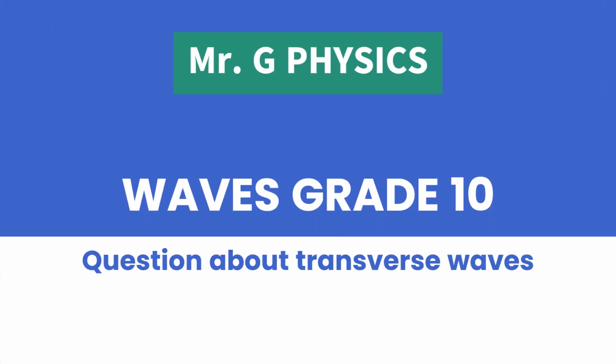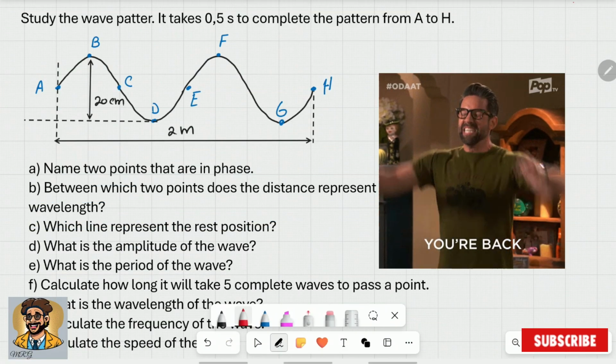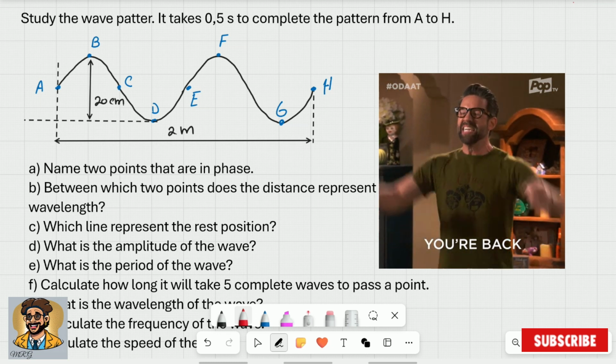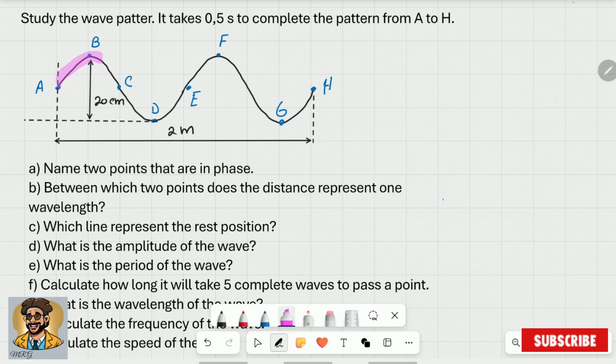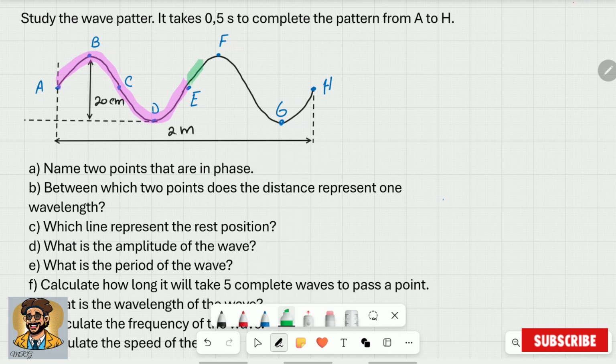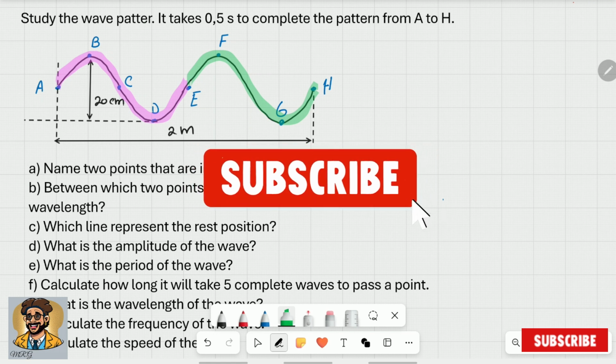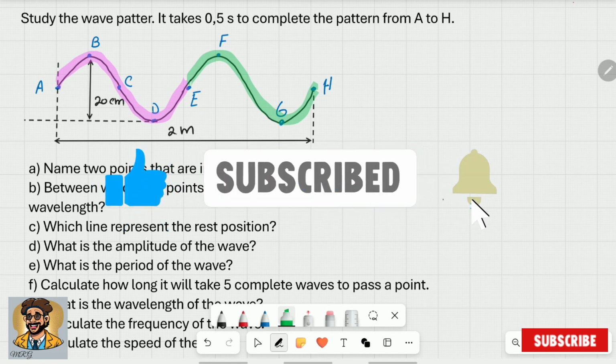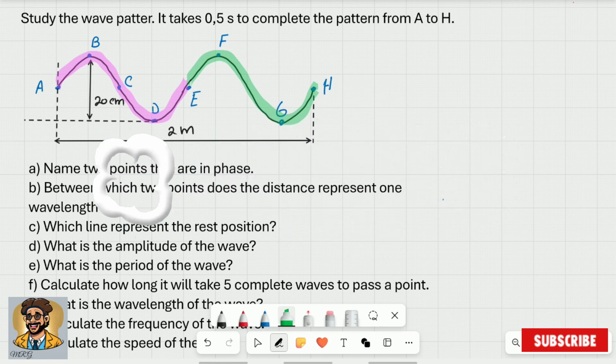So the question says, study the wave pattern. It takes 0.5 seconds to complete the pattern from A to B. One wave is up until here. That is one wave. Okay? And then the second wave is from there to here. There are two waves that complete that point in 0.5 seconds. So there are two waves. That is important before we even carry on.